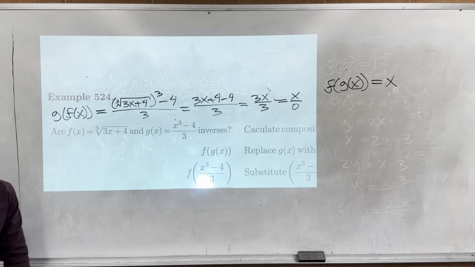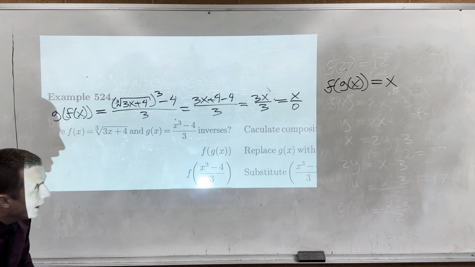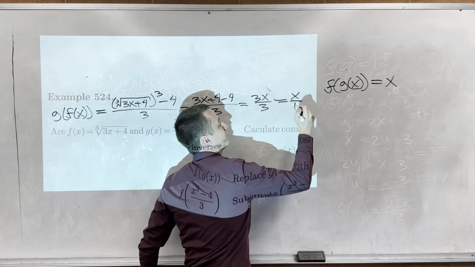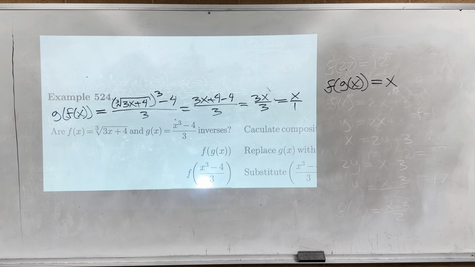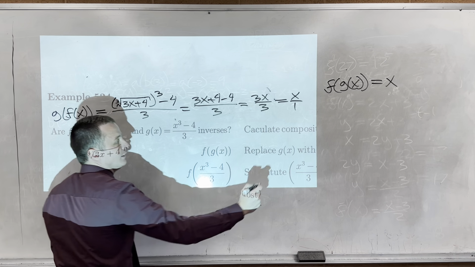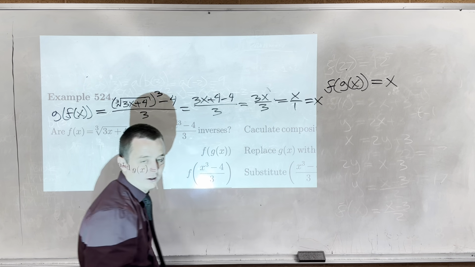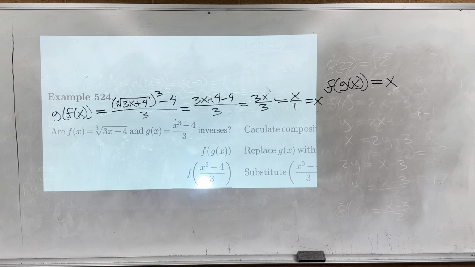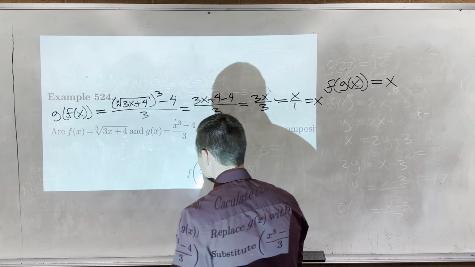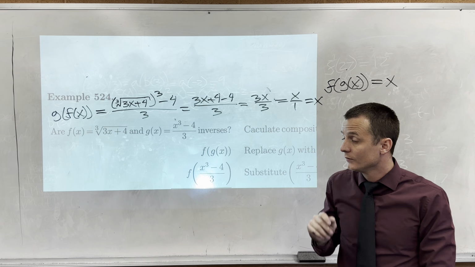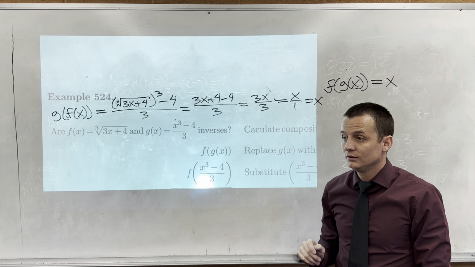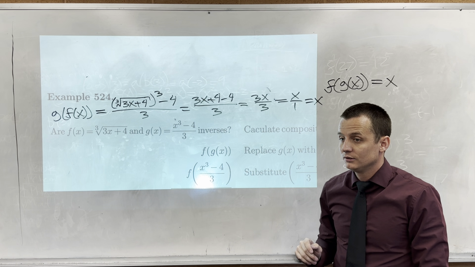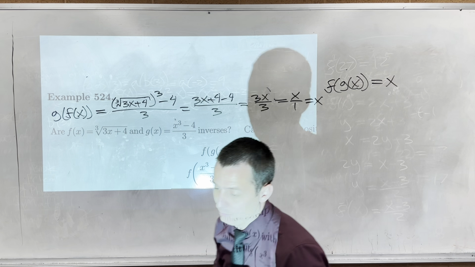Which is undefined, which means it's not. Right? It doesn't equal x. Wait, you're left with 1 when you cancel out top and bottom, not 0. Okay, and x over 1 is just x. Yay, it worked. So these are inverses of each other. Make sense? Okay.